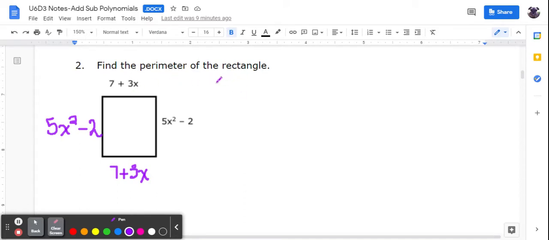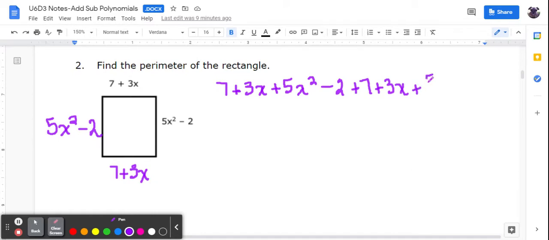So let's just start at the top here. We're going to take 7 plus 3x plus the right-hand side of 5x squared minus 2, plus the bottom, which is 7 plus 3x, plus the left-hand side, which is 5x squared minus 2. So let's go ahead and, since we want these in descending order, let's start with our x squareds. So we have 5x squared plus 5x squared, which is going to give us 10x squared.